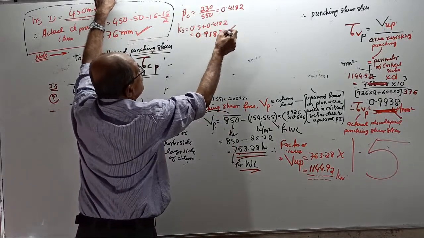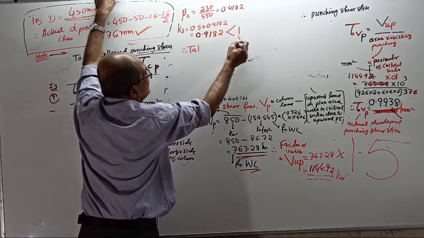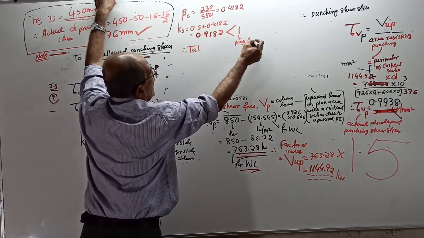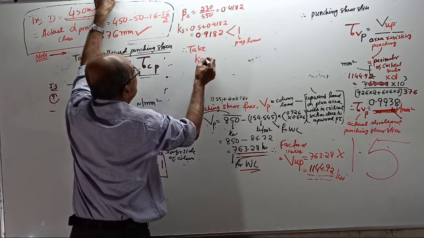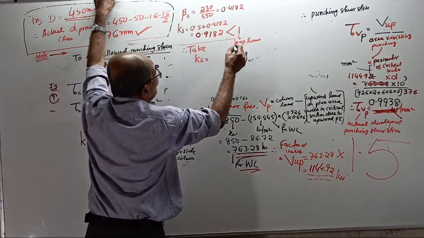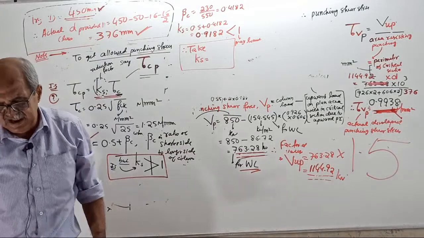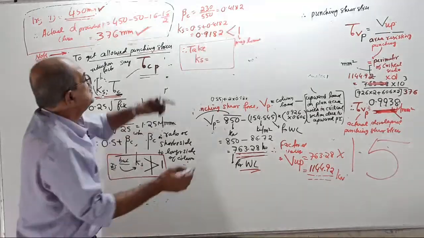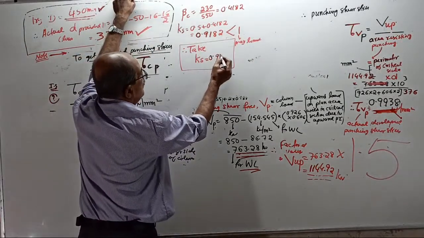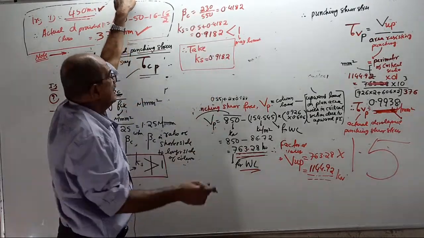0.9182, which is less than 1. Therefore, take 1 as the maximum limit. For our question, how much Ks do I have to take? It came less than 1, so the Ks value is 0.9182. Correct. In case you get more than 1, take 1 only.